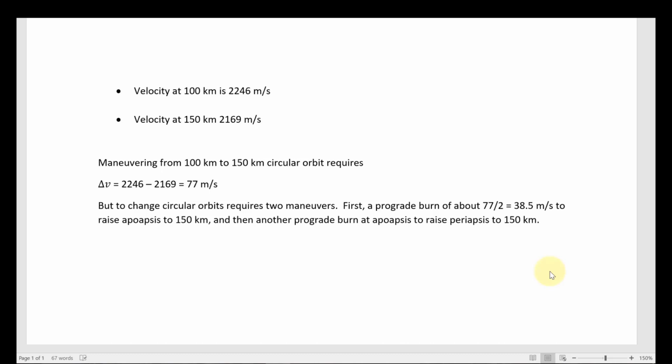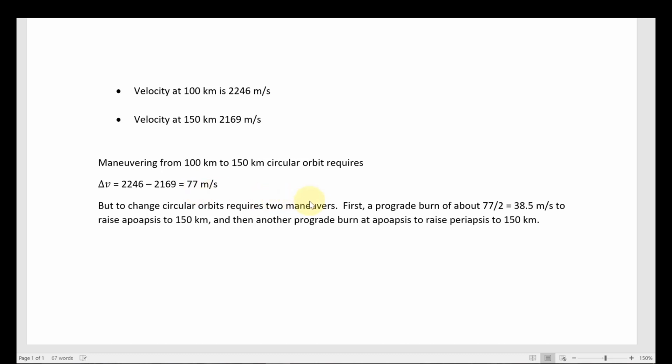So we're recognizing that at 100 kilometers, the orbital speed is about 2,246 meters per second. At 150, it will have reduced down to 2,169 meters per second. Maneuvering from a 100 kilometer to a 150 kilometer circular orbit requires a change in velocity of about 77 meters per second. It's actually going to be a reduction of 77 meters per second in our speed.